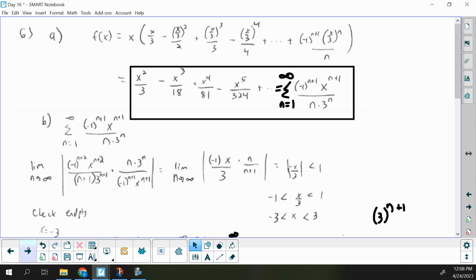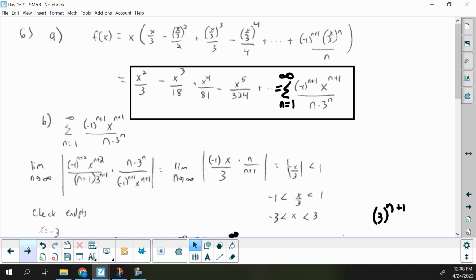And you could have a variety of things for your general term. I chose to start at n equals 1. So I have n plus 1 in both my exponents, n on the bottom, and then 3 to the n on top. If you chose to start at n equals 0, you would have -1 to the n, x to the n, n minus 1 and 3 to the n minus 1. So you just have to check and make sure it would give you the same thing.